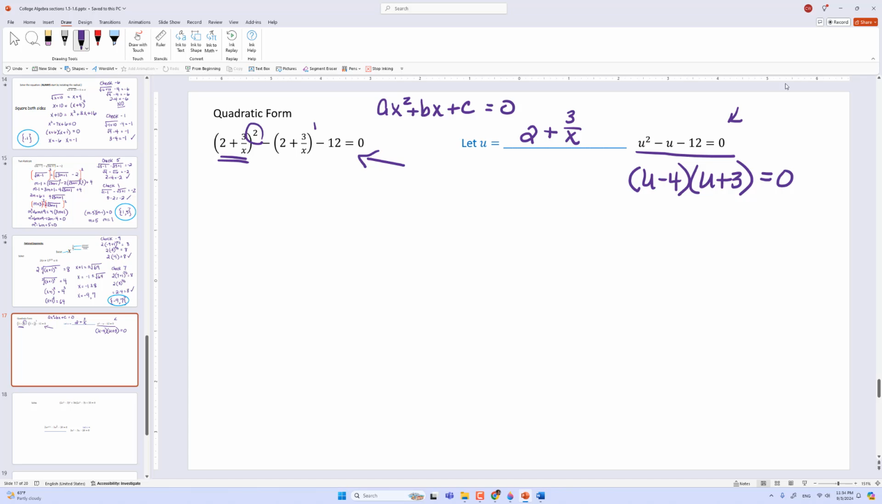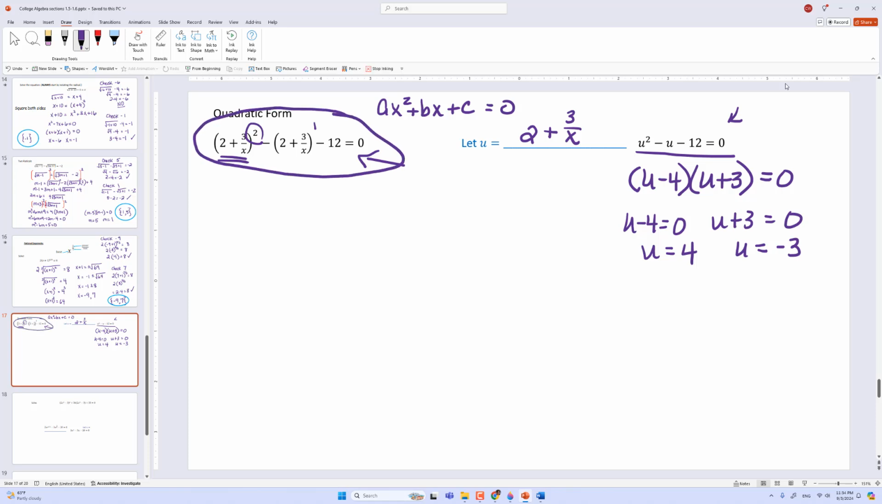And that means if two things multiplied together give you 0, one of them has to be 0. So either u minus 4 is 0, or u plus 3 is 0. So u would be 4, or u could be negative 3. Now, I don't really care about u because I didn't want to find u. I wanted to find x because this equation is in x. I want to know the solution to that equation.